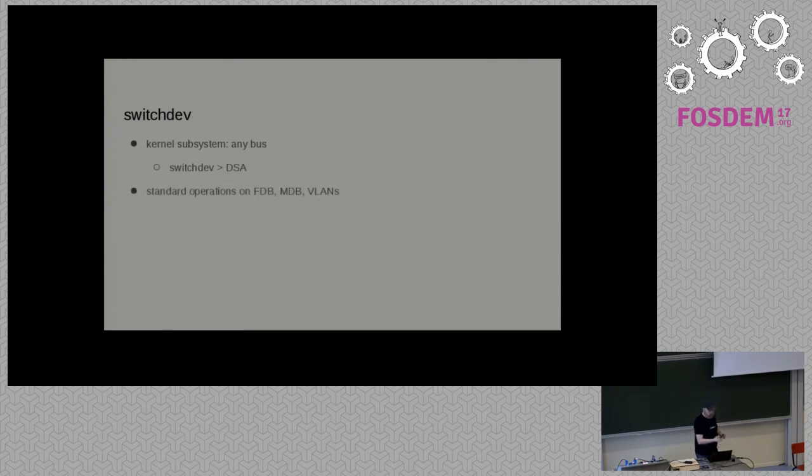It's got standard operations to work on your FDB, so add entries, age entries, set aging time, and various other parameters. MDB support as well, so multicast group caching, and things like that. VLANs as well, setting up VLANs. That's switchdev. And the big news, and this happened last year, is that it was a while after switchdev got merged before anything but DSA was supported.